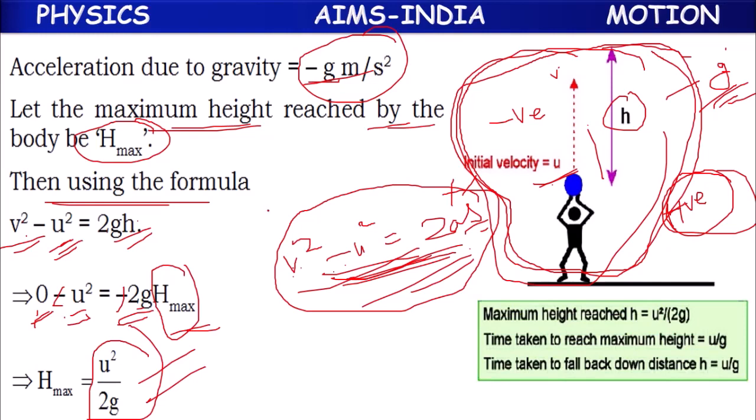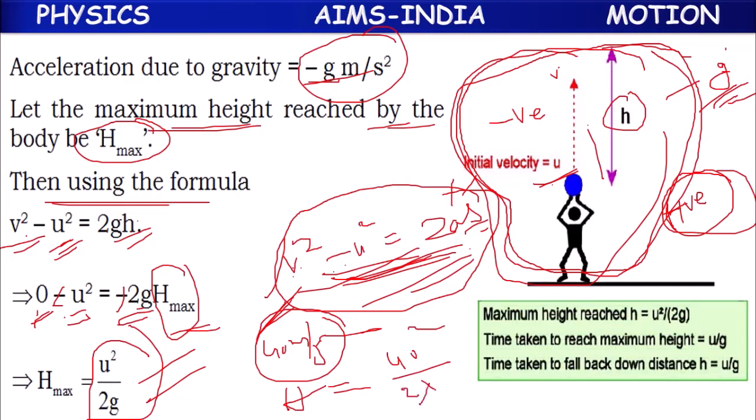So if we know the initial velocity, suppose it is 40 meter per second, then what is the maximum height reached by the body thrown vertically up with 40 meter per second? By using this formula, 40 square by 2 into g. Approximately, g value 10 we can take. 40 into 40 by 2 into 10, 20. Two twenties are 40, and the answer is 80. So the maximum height traveled by the body is 80 meters.